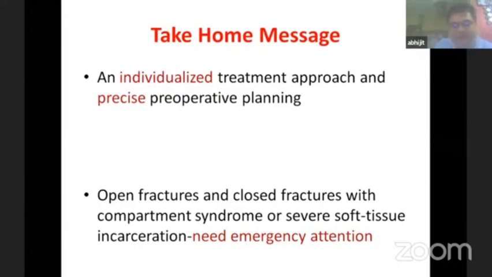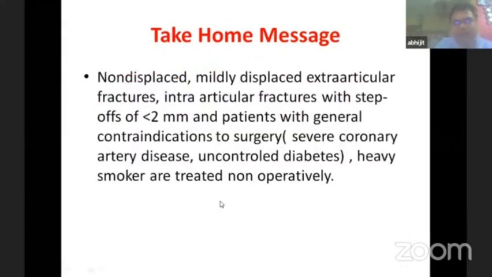Open fractures and closed fractures with compartment syndrome or severe soft tissue injury increase the chance of more problems. Non-displaced, mildly displaced extra-articular fractures, intra-articular fractures with a step-off of less than 2 millimeters, and patients with general contraindication to surgery like coronary artery disease, uncontrolled diabetes, and heavy smokers are treated non-operatively.